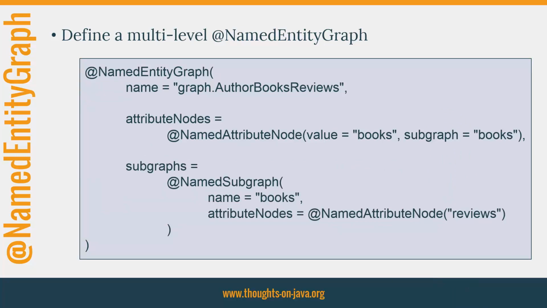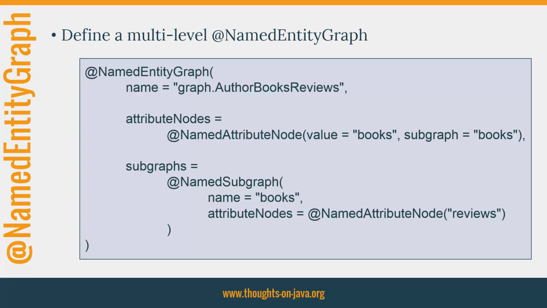But initializing only the relationships of the selected entity is often not enough for a real-world application. You often also need to define the fetch behavior for the related entities. You can do this by adding subgraph definitions to your named entity graph. As you can see in the code snippet, the definition of a named subgraph is pretty similar to the definition of a named entity graph. You need to provide a name and a list of attribute nodes. You can then reference the subgraph in a named attribute node definition.